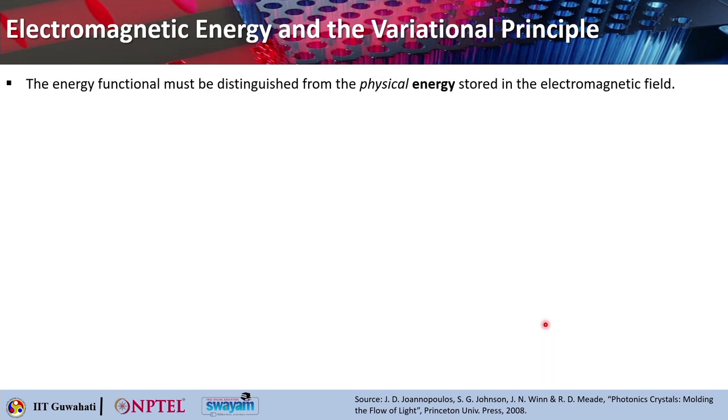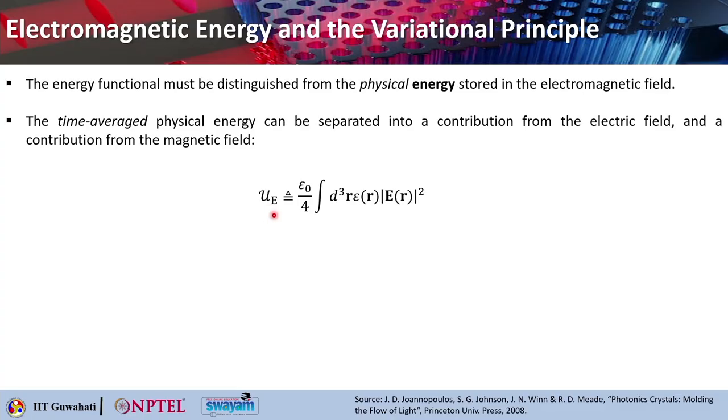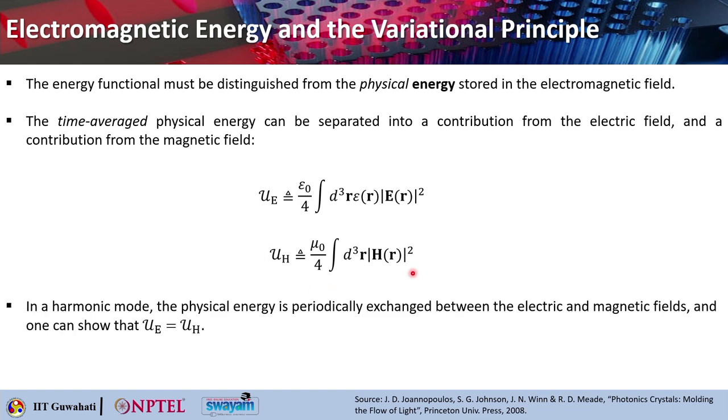The energy functional must be distinguished from the physical energy which is stored in the electromagnetic field. If you take the time averaged physical energy, that can be separated into the contribution coming from the electric field and the contribution coming from the magnetic field, and you can write UE, the time averaged physical energy, in terms of the electric field. So, this is the contribution from the electric field, this is the contribution from the magnetic field. In a harmonic mode, the physical energy is periodically exchanged between the electric field and the magnetic field. You can show that this energy can be totally converted into magnetic energy and back and forth. So, UE is the same as UH, right.